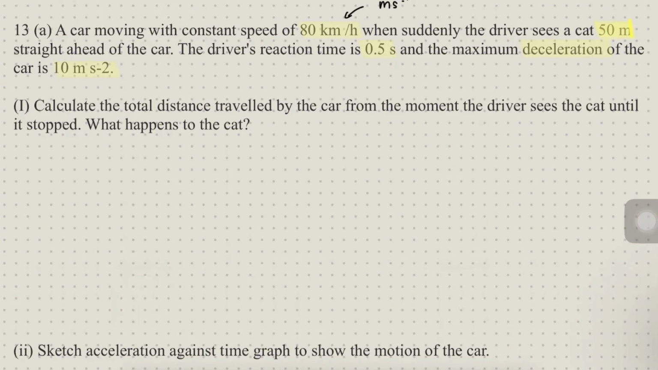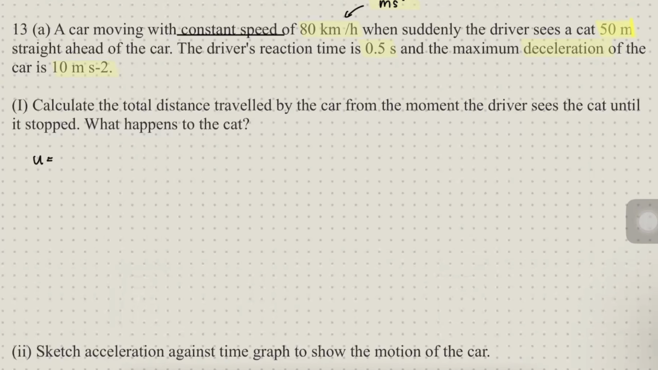So here you can see that 80 km per hour has to be converted into meters per second. We will do that later. And the driver reaction time is 0.5, which means in the first 0.5 seconds, the driver will continue its motion at a constant speed of 80 km per hour. So during this time, the driver will travel a certain distance. So we will add it in when we do our calculation later.